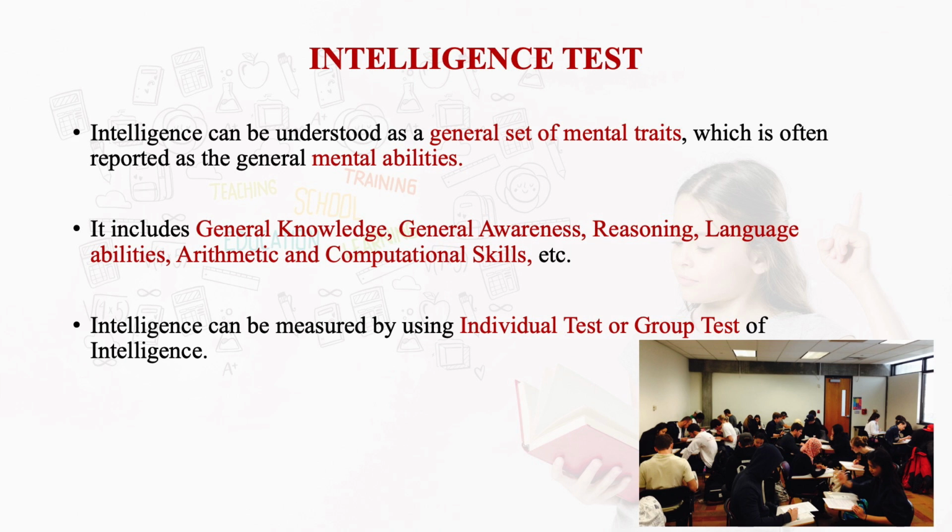Intelligence can be measured by using both the individual test or group test of intelligence. Individual test means the test will be administered at a time upon only one student or subject, and group test means the intelligence test can be used upon a group of students at the same time. So this is just the applicability and functions of the test, that we can administer it upon a single child, single student, or upon a group.